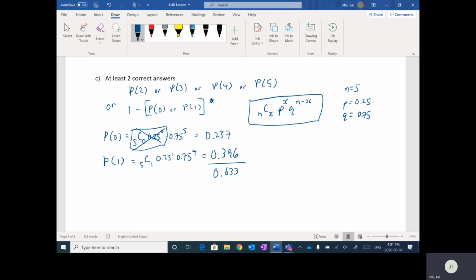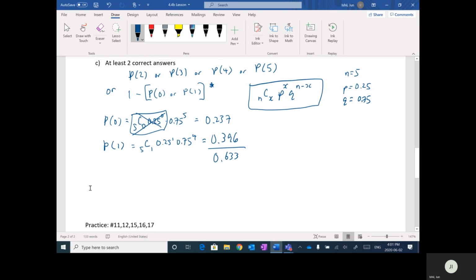Therefore, for at least 2 correct answers, I'm going to take the complement. The probability of at least 2 is 100% minus getting 0 or 1 right. If I subtract that from 1, that's 0.367, or 36.7%.